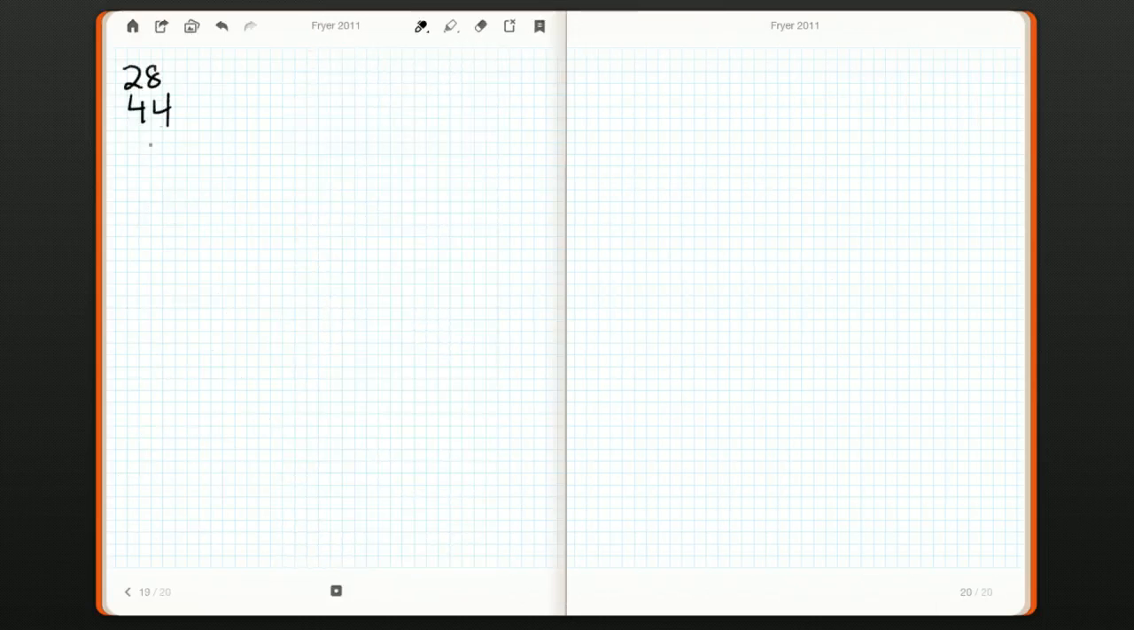28, 44, that's automatically an X. 82, that's over 81, that's automatically an X. What were the other ones we had? 48 and 84. Yeah, that's over 81, so that's an X. We don't need to think about that. That's 6 times 8, or 8 times 6.